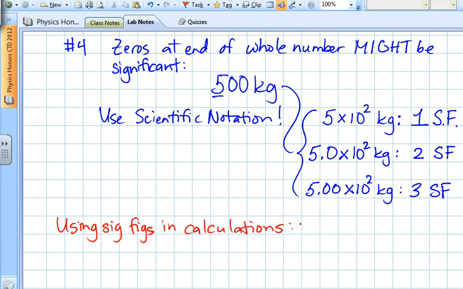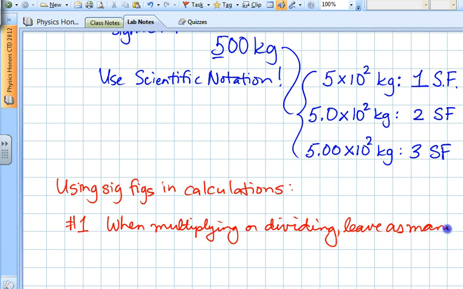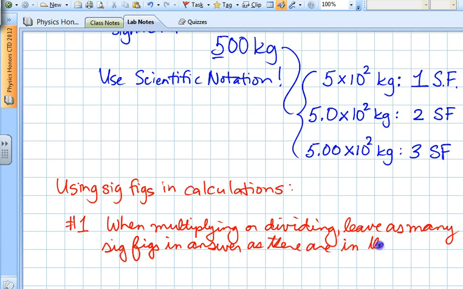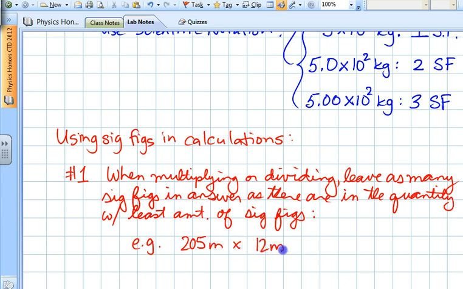So there's two basic rules. Rule number 1 is when you're multiplying or dividing. So I'm going to write in cursive so I can write a little bit faster. Okay, so when multiplying or dividing, you leave as many sig figs in the answer as there are in the quantity going into the calculation with the least amount of sig figs. So the best way to explain this is with an example. Let's say that we want to multiply 205 meters by 12 meters. So maybe we're calculating an area.